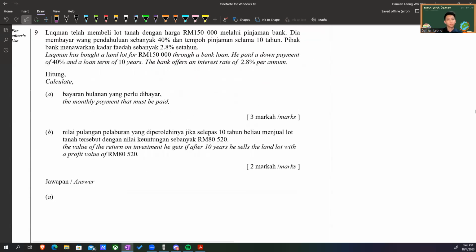Question 9. Lukman has bought a land lot for 150,000 ringgit through a bank loan. He paid a down payment of 40% and the loan term is 10 years. The bank offers an interest rate of 2.8% per annum. So part A, the monthly payment that must be paid.